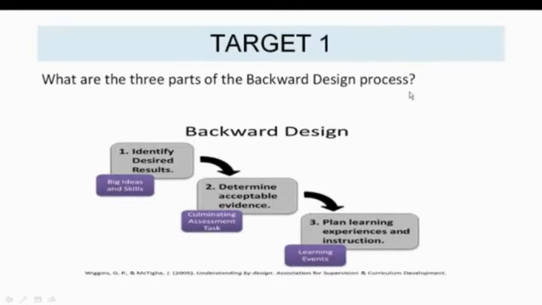What are the 3 parts of the backward design process? 1, identify the desired results from the Illinois Learning Standards. 2, determine acceptable evidence in the form of an assessment or possibly a culminating task, which can serve as an assessment. And then 3, plan the learning experiences and instruction, as in your lesson plan.